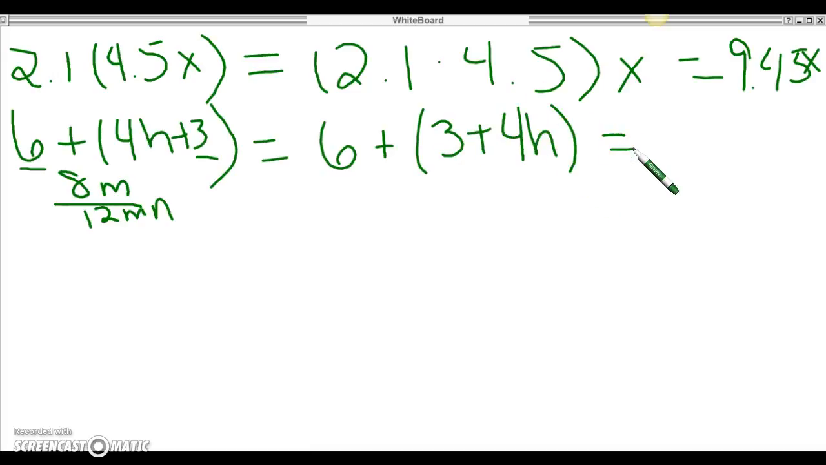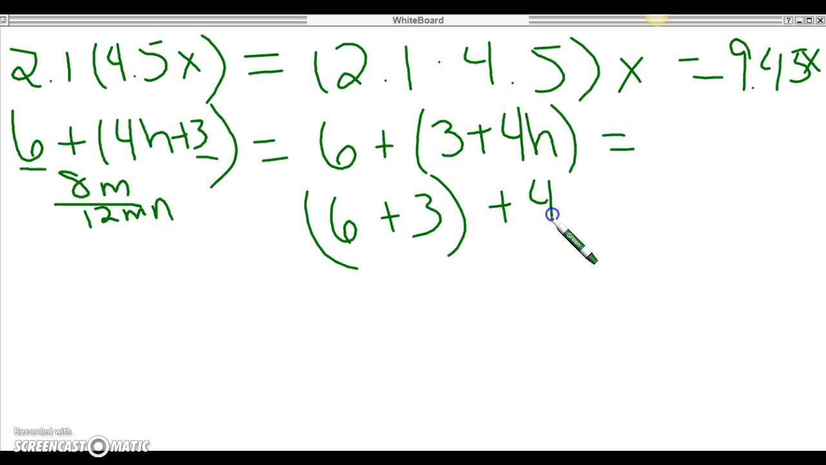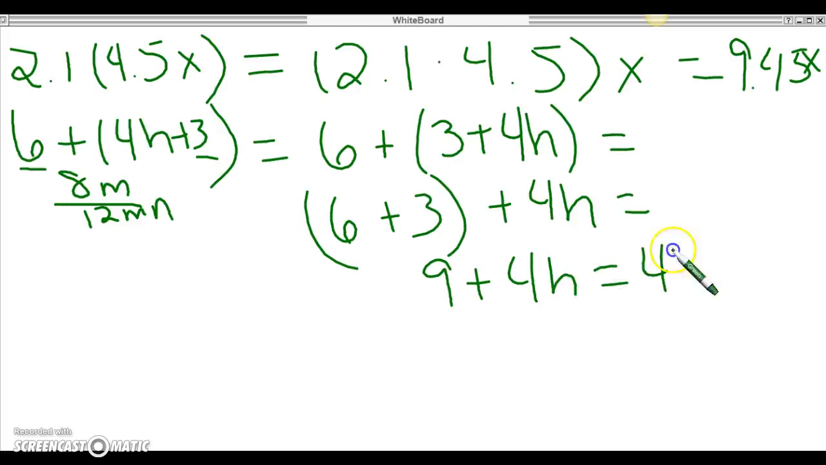And then I'm going to regroup them. So I'm going to have to come down here. I get 6 plus 3 plus 4h. And then I can just add, I get 9 plus 4h. Or I can use my commutative property and I can say 4h plus 9.